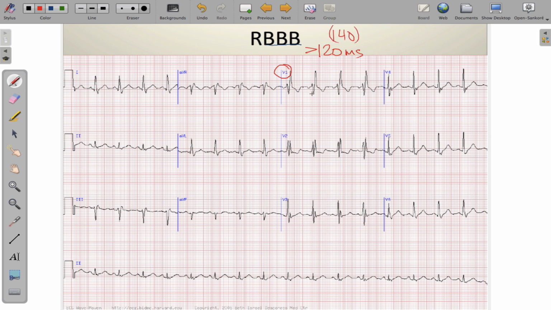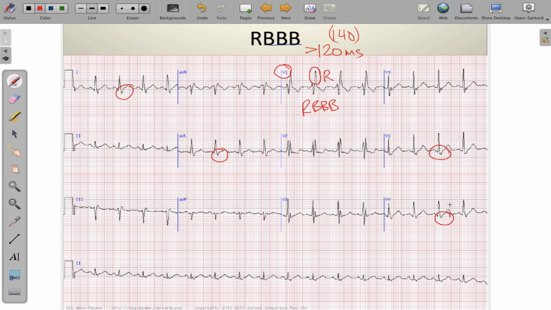All right, so what you'll notice here is if we look at one of these QRS complexes, the last wave of this QRS complex is actually this wave right here, and this wave right here represents an R wave. So we have a wide QRS, it ends in an R wave, we already know we have right bundle branch block. Now we're going to look at leads 1, we're going to look at AVL, we're going to look at V5, and we're going to look at V6.